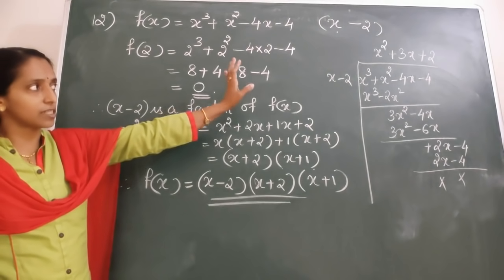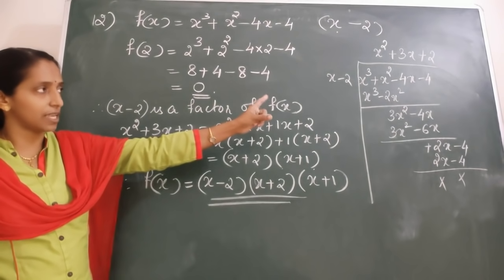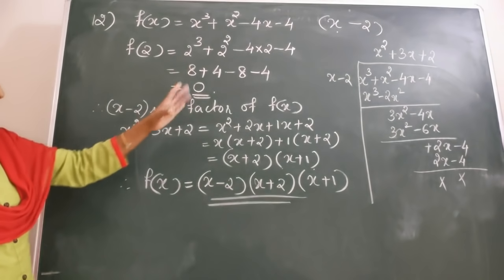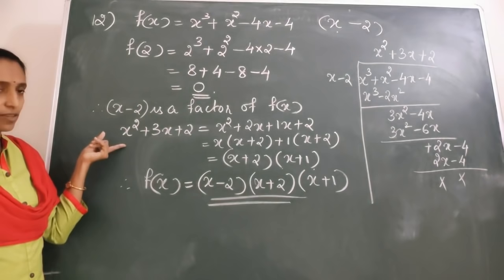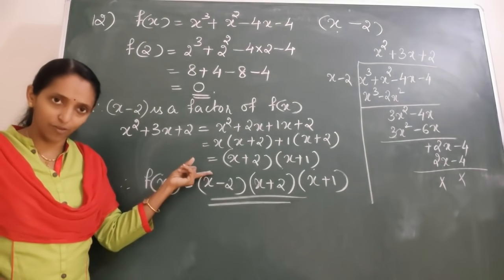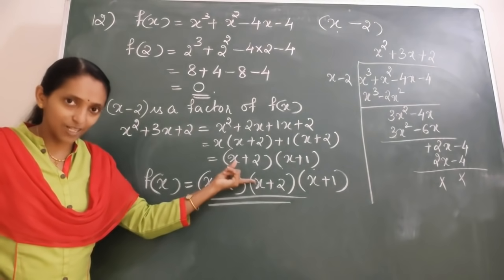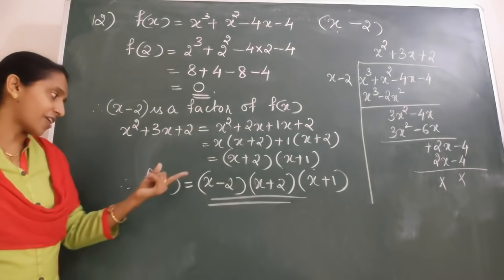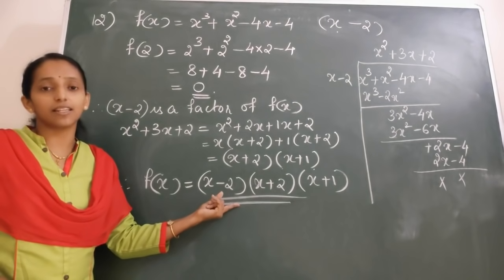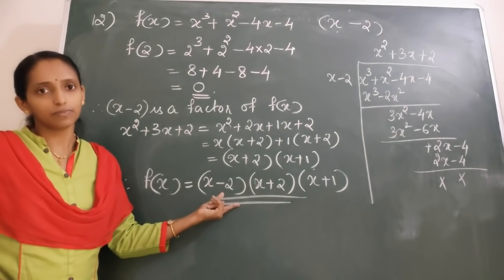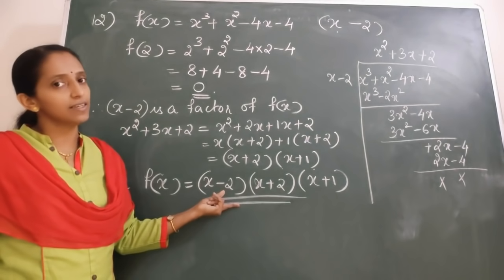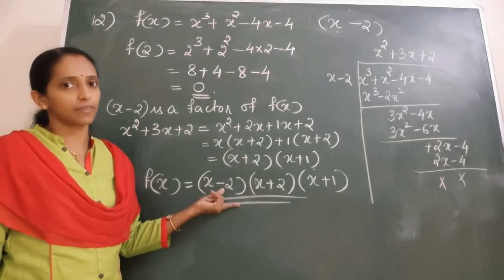With the one factor, you divide the polynomial by the given factor. Then you will get a remainder 0, as well as a quotient in quadratic form. Factorization of this quadratic equation is still left, so you will factorize the quadratic equation. Then finally, the given polynomial f of x, you will write in the product form.